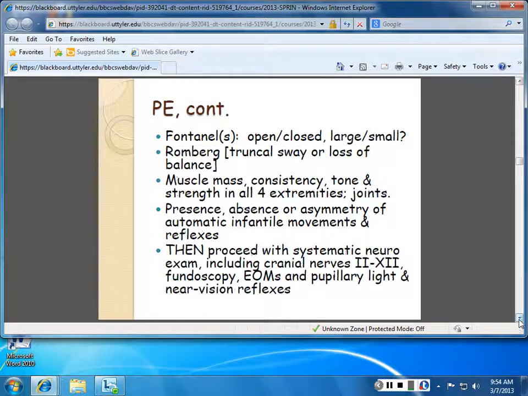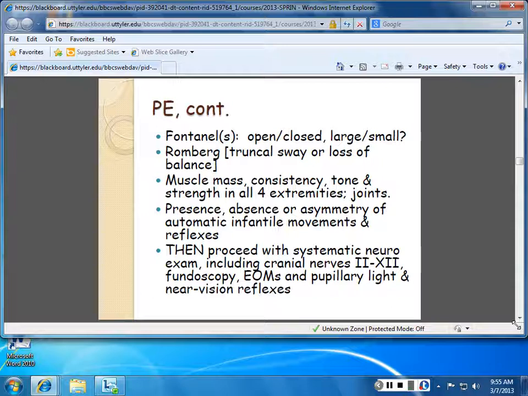Look for their fontanelles. First of all, do they have any? Remember, a newborn after vaginal delivery is going to have overriding sutures. The fontanelles may be very small, but they should be soft, they should be open. You're going to have an anterior fontanelle, you may have a posterior fontanelle. In a Down syndrome baby, you may have a third fontanelle right at the sagittal line.